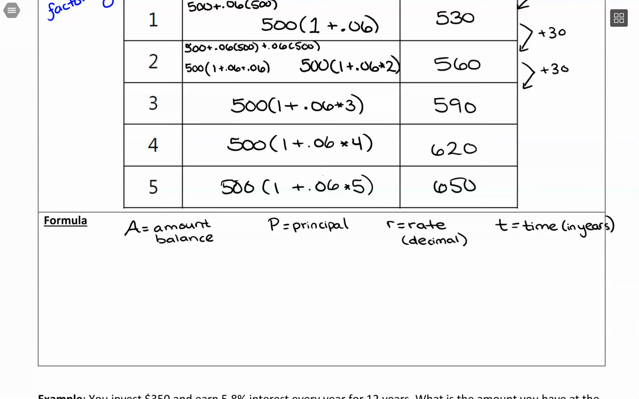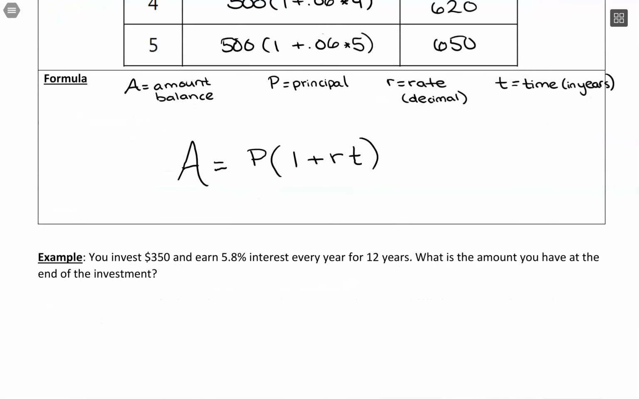And so how we calculate the balance of the account is following the form up above there. We'll have our principal, and then in parentheses we'll have 1 plus whatever the rate is times time. So this gives us a format that if we're dealing with simple interest, we can plug in the values and find the balance of the account. So let's look at an example with this.